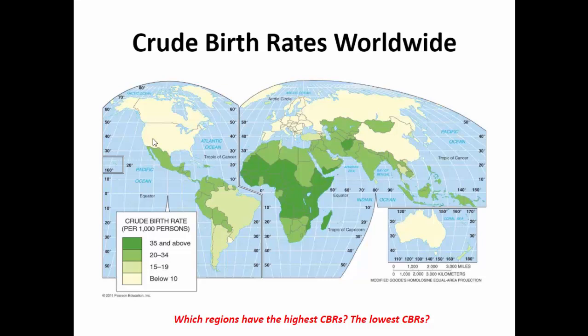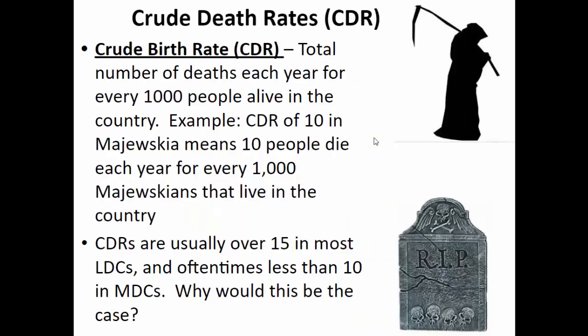Where is it low? It's low in the most developed places in the world. North America, Europe, right? Japan, Oceania. Russia's birth rate is low. China's is low, but it's low because of a policy that they passed in the 1980s that we'll get into later. Crude death rate is the number of deaths each year for every 1,000 people alive.